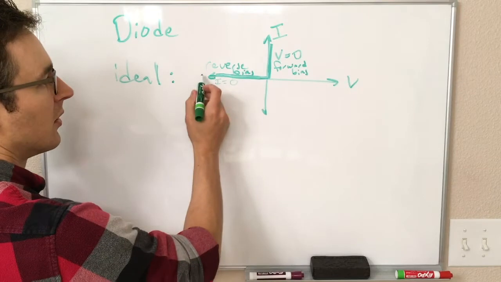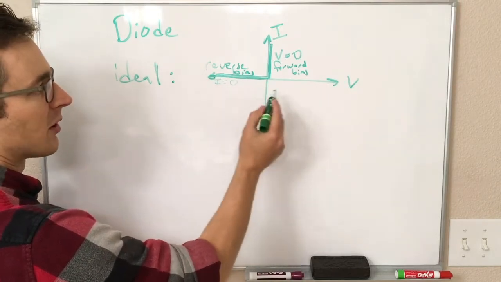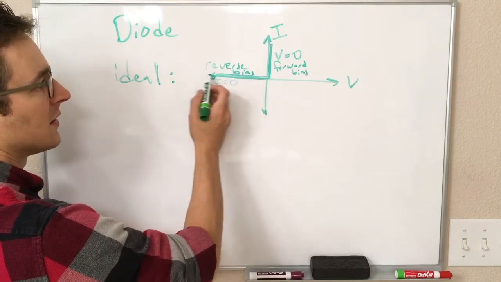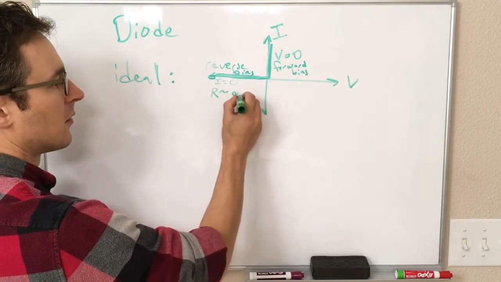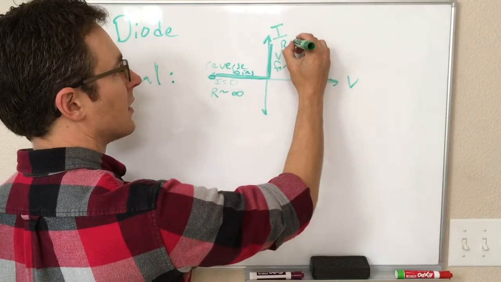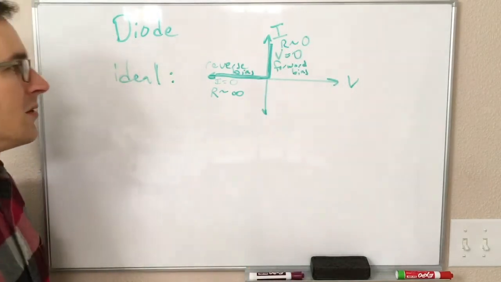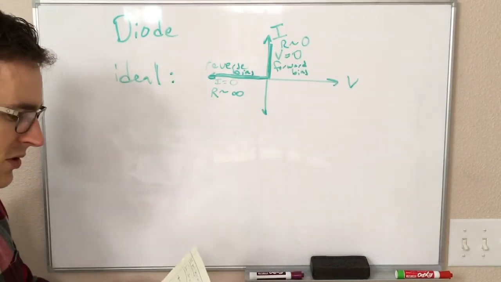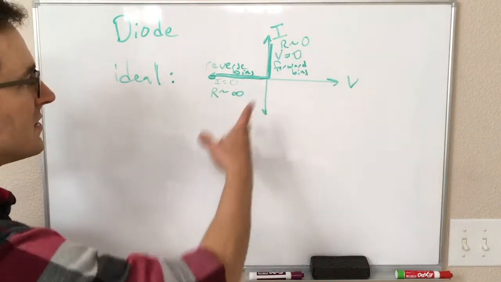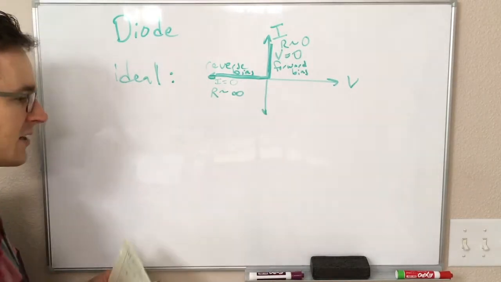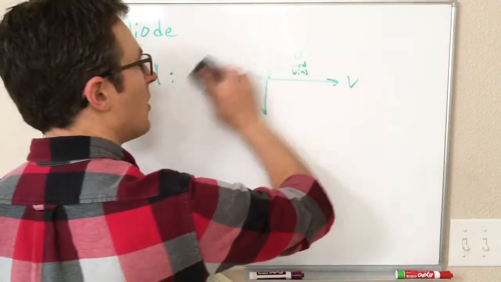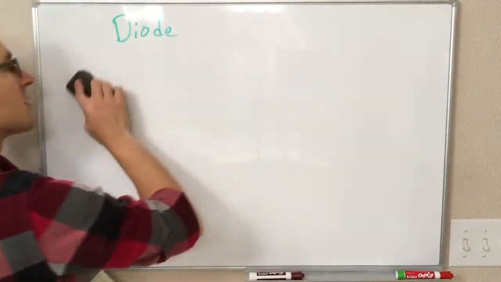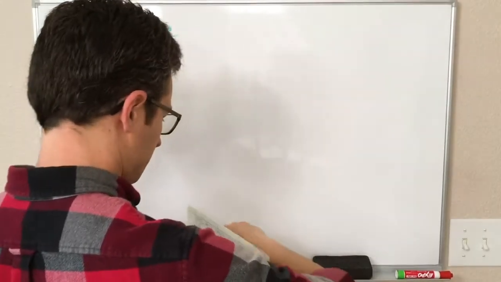So for this part, and you can kind of see this from the slope on our IV graph, the resistance is really, really high. And here, the resistance is 0. Okay, so this is the ideal case. Of course, we don't have ideal diodes. We have actual diodes made of silicon, and their curve looks a little different.